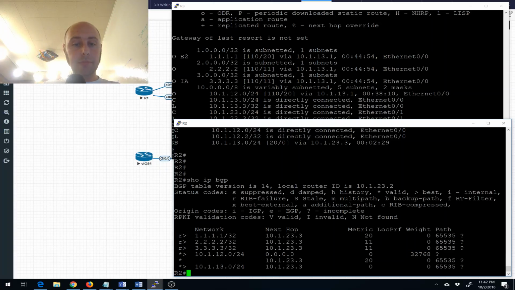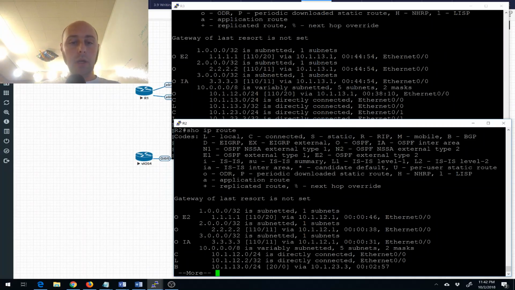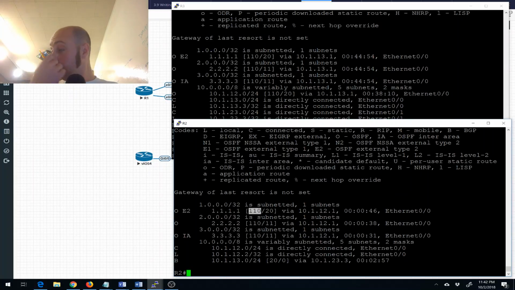Now we see we have a rib failure in our BGP table, which generally means that there's a better route in the routing table. And there is a better route in the routing table, which is the OSPF routes. And OSPF has administrative distance of 110. And when we do the backdoor statement, it ups the administrative distance to 200.